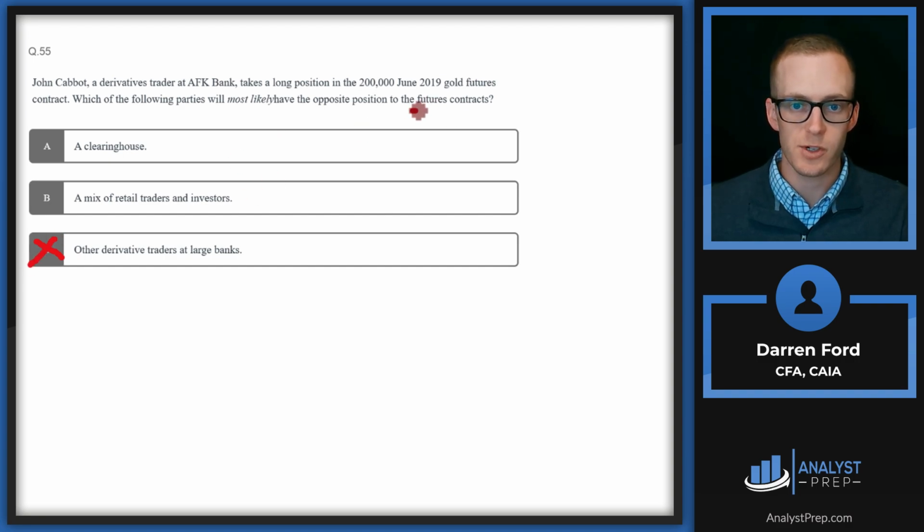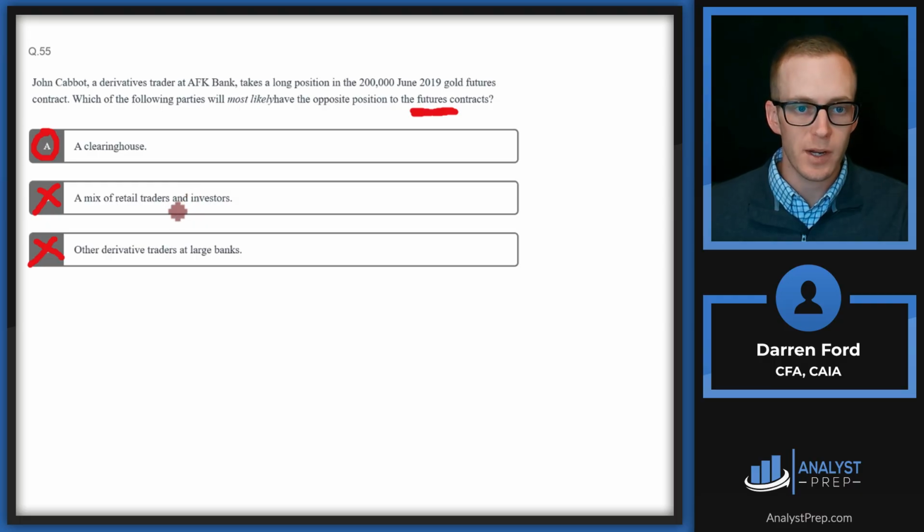So C would be applicable if we were trading something like forwards or swaps, but these are futures contracts which are traded on an exchange. And exchange traded contracts are not going to have a counterparty on the other side being a large bank. They're also not going to have a counterparty outside of the clearinghouse. The clearinghouse is the counterparty.